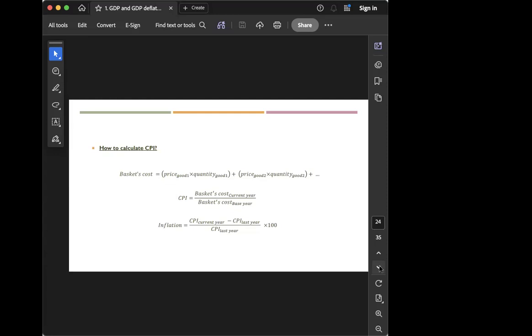One more thing to remember is that after we calculate CPI, we can now calculate inflation. Inflation equals current CPI minus last year's CPI, divided by last year's CPI. Don't confuse it: it is divided by last year's CPI, and also multiplied by 100. So the steps are: first calculate the cost of the baskets, second calculate the CPI, and finally calculate the inflation rate.